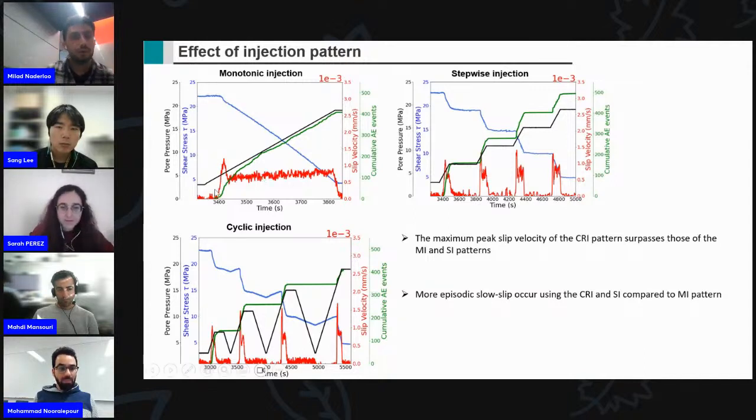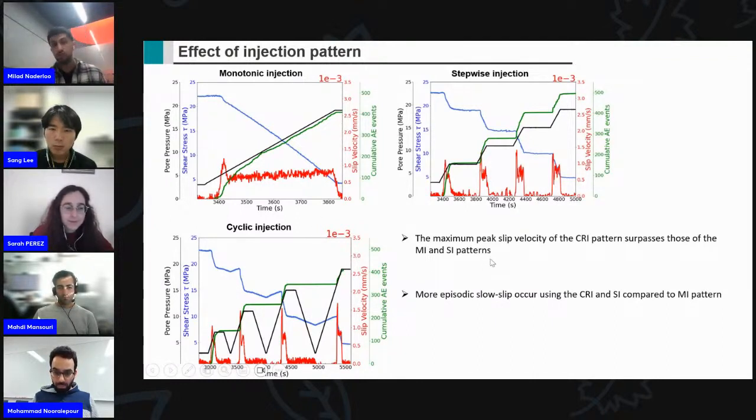So here we can see in the monotonic one, we have acceleration in slip velocity, and then it becomes constant or stable. But in the other ones, we see an episodic number of slow slips, or nucleation of earthquakes, which we don't want. Another thing that can catch the eye is that the maximum slip velocity in cyclic injection is more than in the monotonic one, which shows it is dangerous if you want to use cyclic injection in a faulted porous medium.